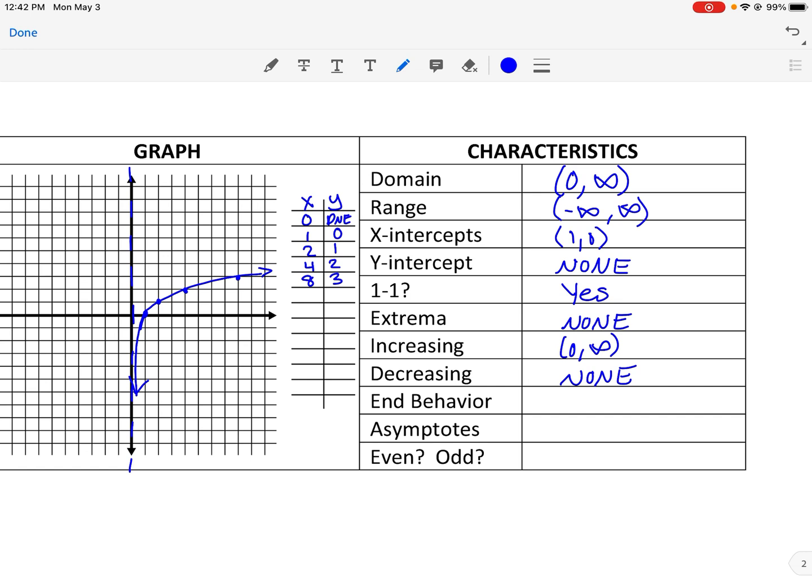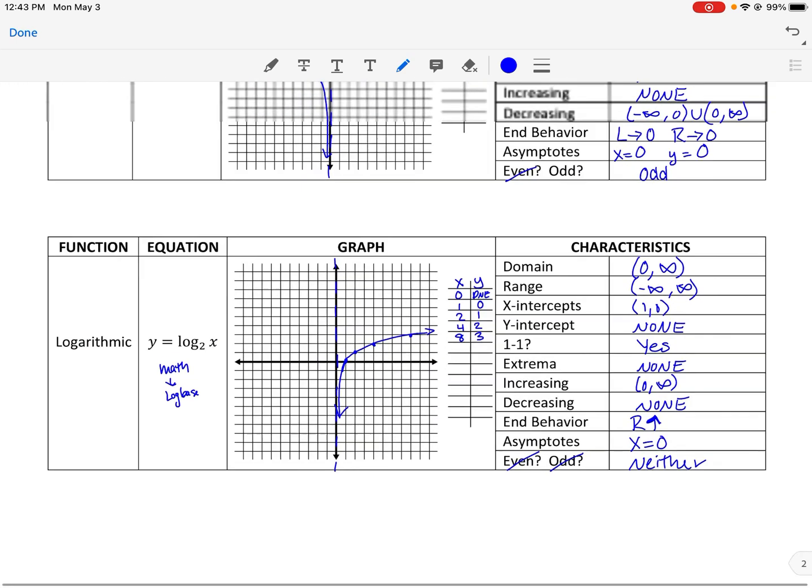End behavior, the left side doesn't go anywhere because it doesn't go left forever, but right forever does increase. It looks like it's going to flatten off, but it doesn't. It does increase forever. Asymptotes, we do have 1, so this is where x equals 0. That's the y-axis. It is not even, and if I flip it upside down, it doesn't look the same, so it's not odd. So this is neither. There we go.